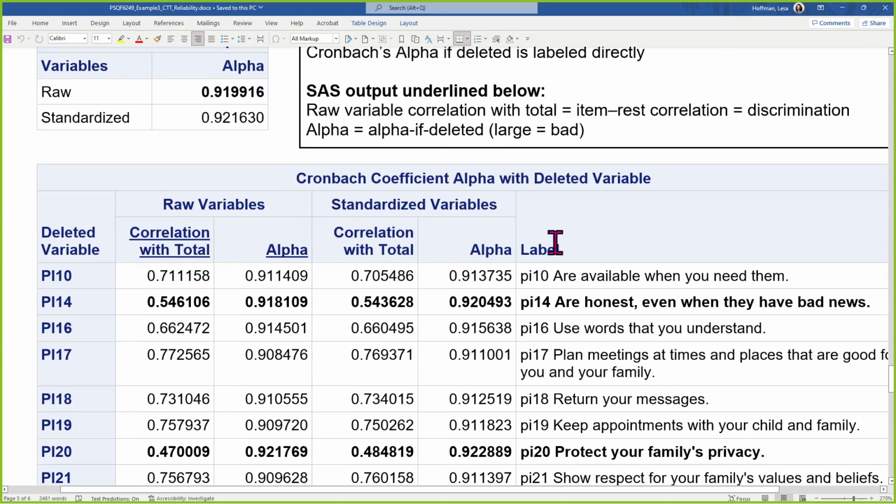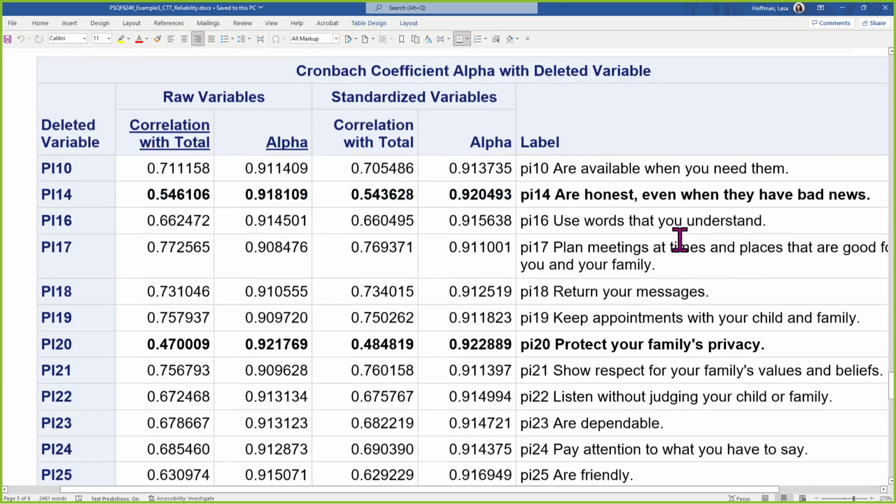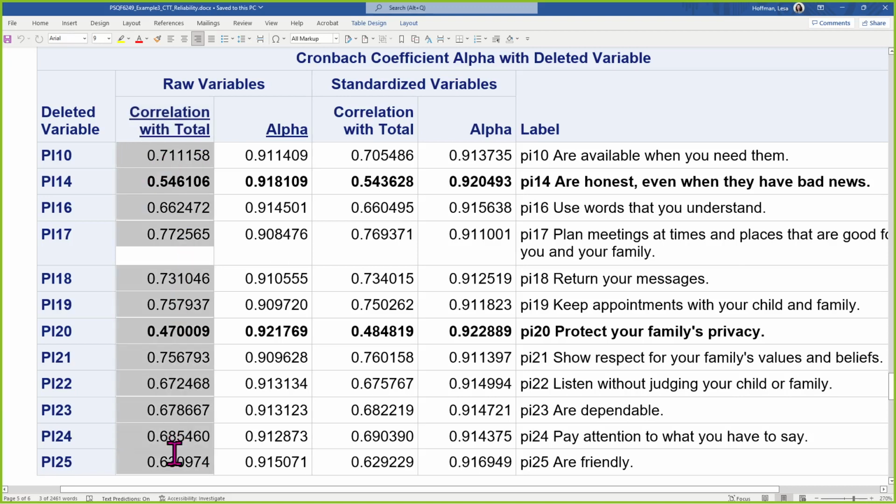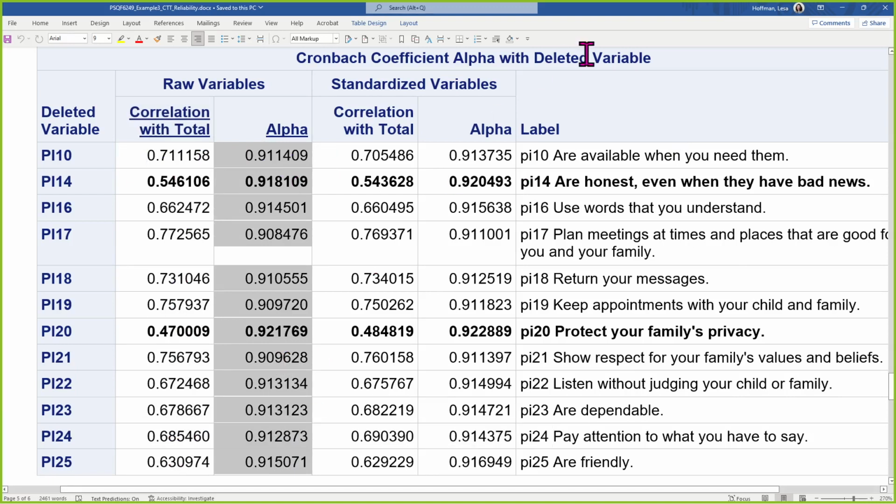And then if you're using SAS, the labels are a little bit better, not much. They label it as alpha with deleted variable for the alpha column. So we have correlation with total, which is actually item rest, by the way. It's not the original total. So here are our item discriminations. Here is what alpha would be without that item. And I've highlighted the two that seem a little bit sus.